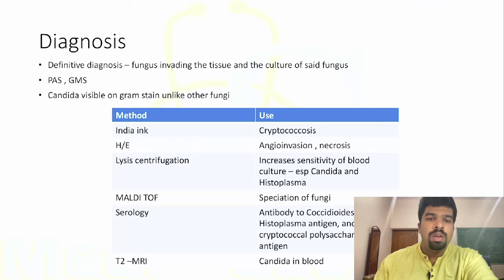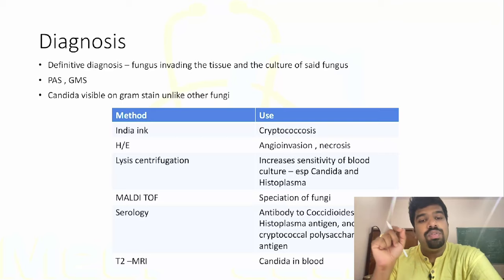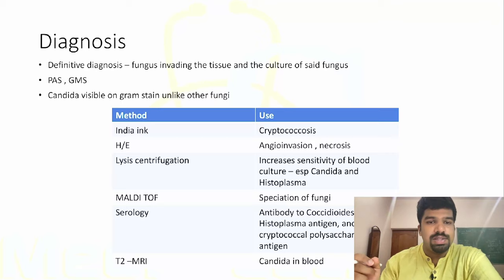So now let's come to diagnosis of fungal infections. Fungal infections can be diagnosed quite easily because there are few fungi, and most likely all the diagnosis will come to view very easily. But nevertheless, there are certain points that you need to know. For a definitive diagnosis of fungal infections, you need to have the fungus and the fungus invading the said tissue. Okay, because you have a lot of colonizers, just having the fungus picked up in the gram stain is not enough. You need to show some kind of invasion into the tissue or some kind of a reaction.